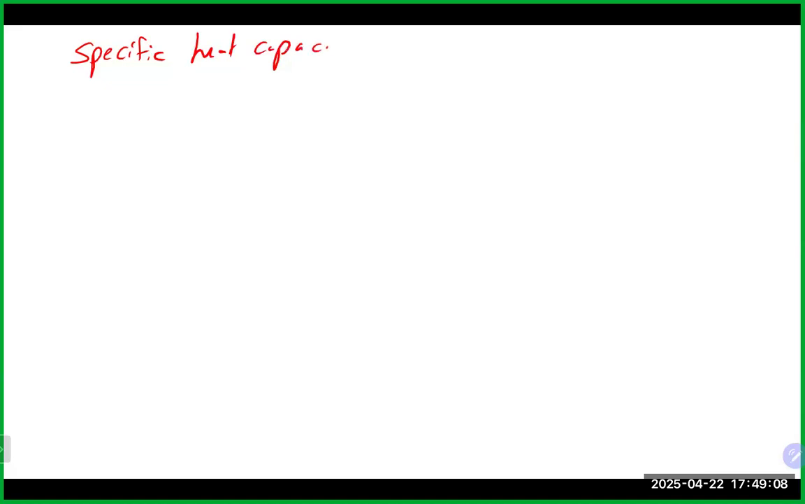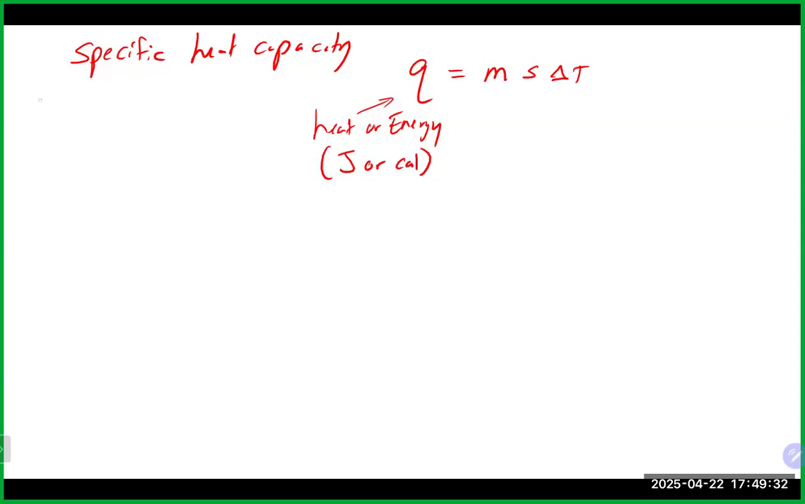Specific heat capacity is the amount of energy required to raise 1 gram of a substance by 1 degree Celsius. And there's actually an equation that goes with it. Q is equal to m s delta T. Q is our heat or energy, and that typically has units of either joules or calories, which are common energy units. By the way, the relationship between those two: 4.184 joules is equal to 1 lowercase calorie.